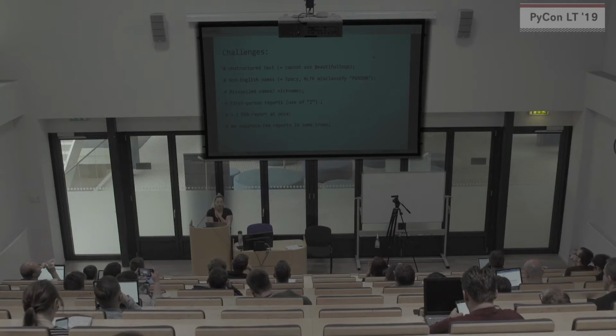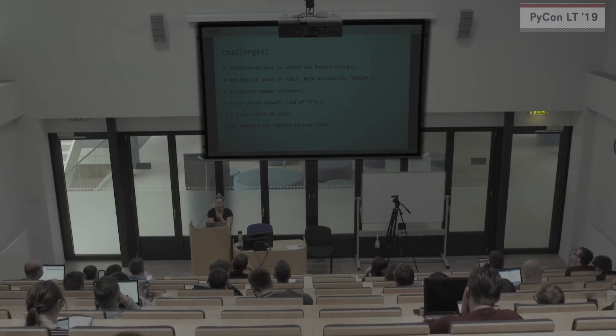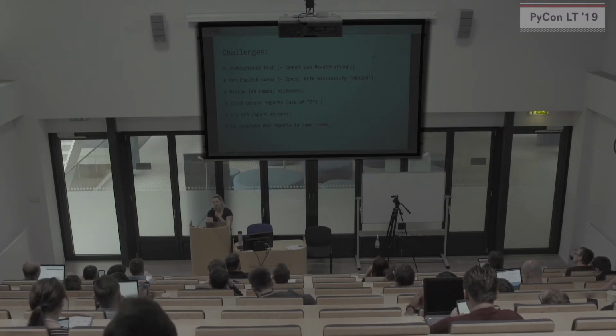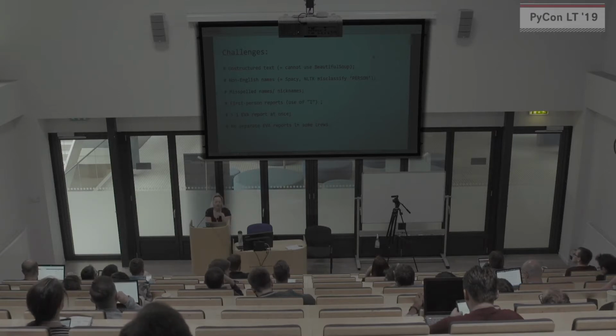Also, I do have non-English names, and later I might try different packages for named entity recognition, but so far spaCy or NLTK really misclassified my persons. I got a lot of false positives and false negatives as well. Also, names are misspelled, and sometimes they just use nicknames. They just come out of nowhere.